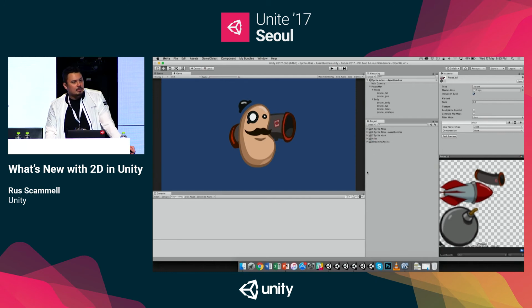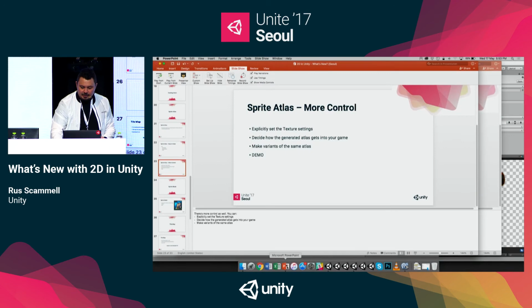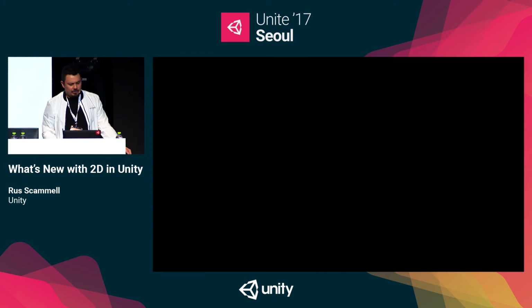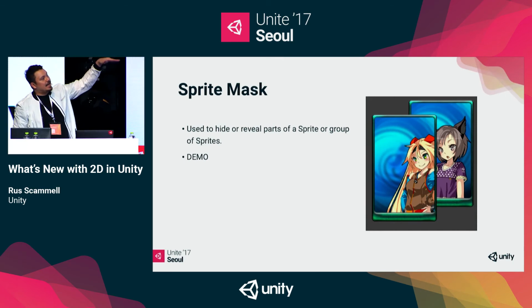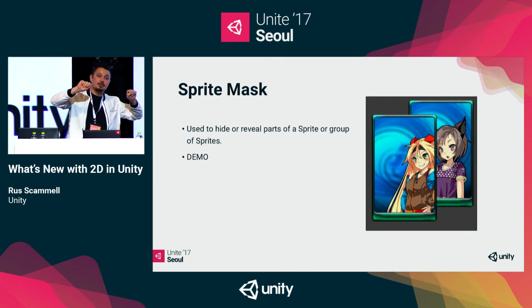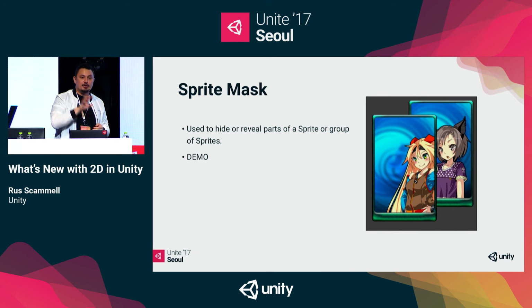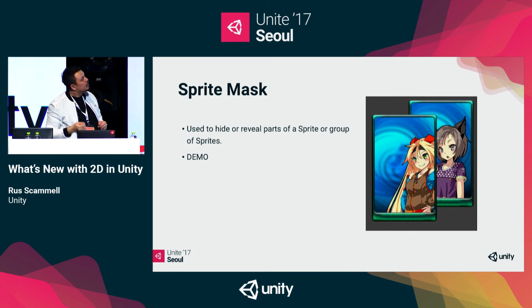So the other important feature that's coming up soon is masking. So how many of you use some form of masking in your games? You want to put up your hands? Anyone use masking? Okay, great. So this is actually a very, very important technique that's been around for a long time. And it basically gives you the option to hide or reveal parts of a sprite or a group of sprites. And you do that based on another sprite that defines the mask.